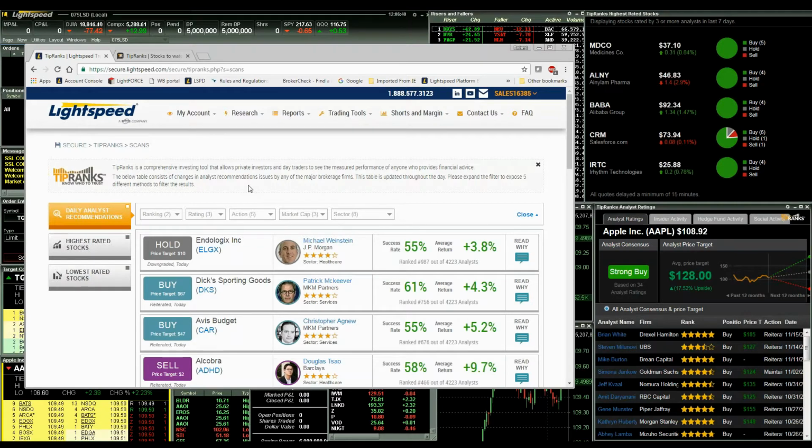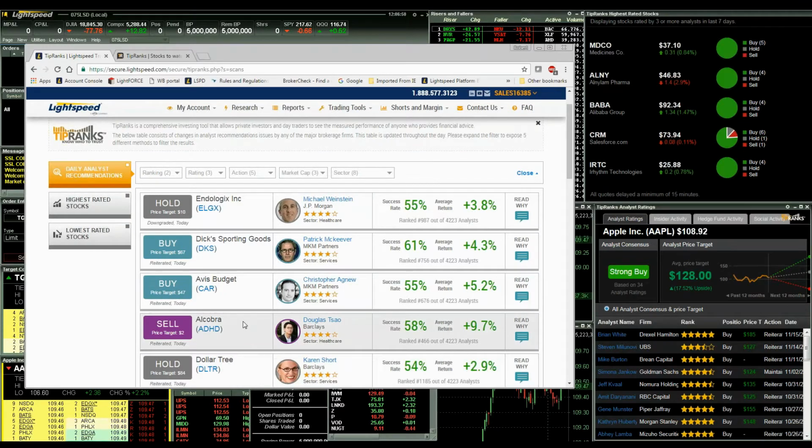You can see an analyst from Barclays who just recommended to sell Alcobra and has a 9.7% average return on ratings he provided. Now, there are other filters than just filtering out the best or worst analysts. You can also filter them based on the type of ratings, because not all of us want to or are able to short sell stocks, so we'd be more interested to find buy ratings.